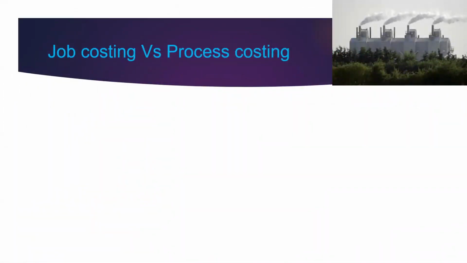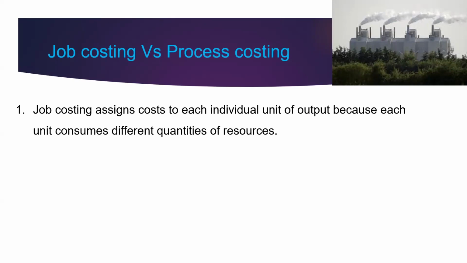Job costing versus process costing. Later in this chapter, you will learn the costing methods such as job costing, batch costing, likewise. Here, we are going to compare the difference between job costing and process costing. Job costing assigns cost to each individual unit of output because each unit consumes different quantities of resources.